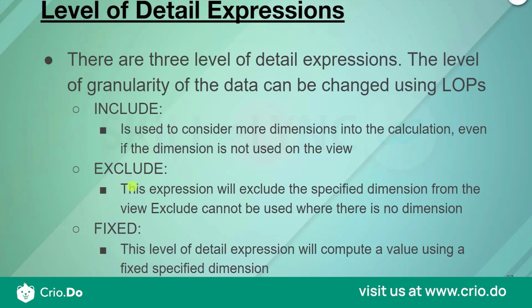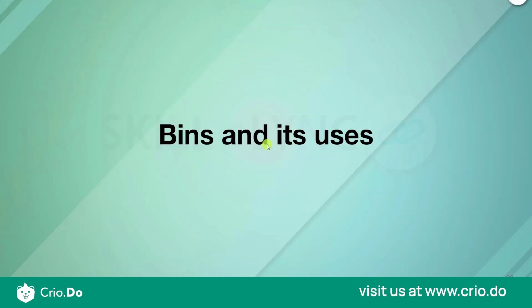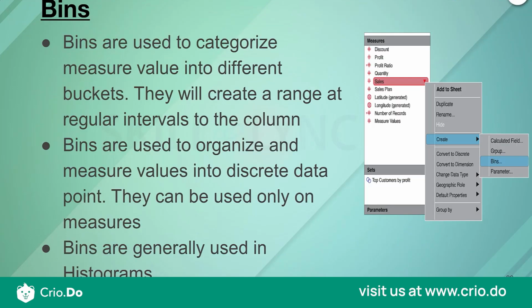And we have one more called fixed. This level of detail expression will compute a value using fixed specified dimensions. So opposite to include and exclude, fixed will calculate the value based on that particular dimension, whatever you used inside your calculation. It will not consider any of the dimensions you have on the view or any other dimensions out of the data. It only sees whatever dimension you used in that fixed calculation and will calculate the measure from that particular dimension. So these are our LODs, and the next one would be bins and their uses.